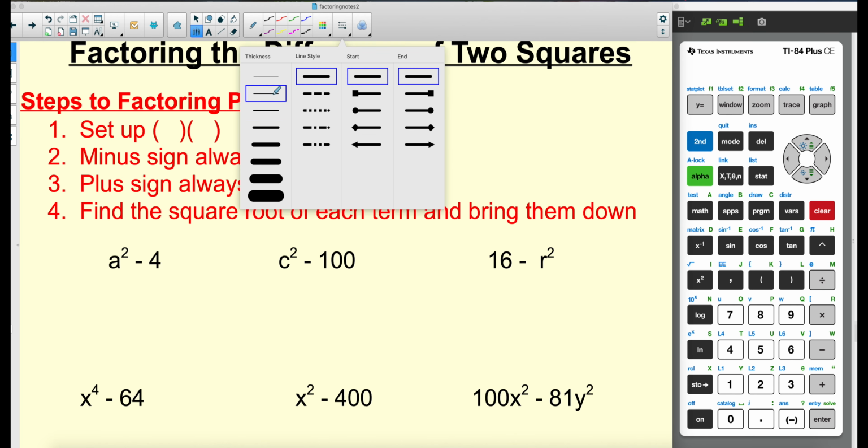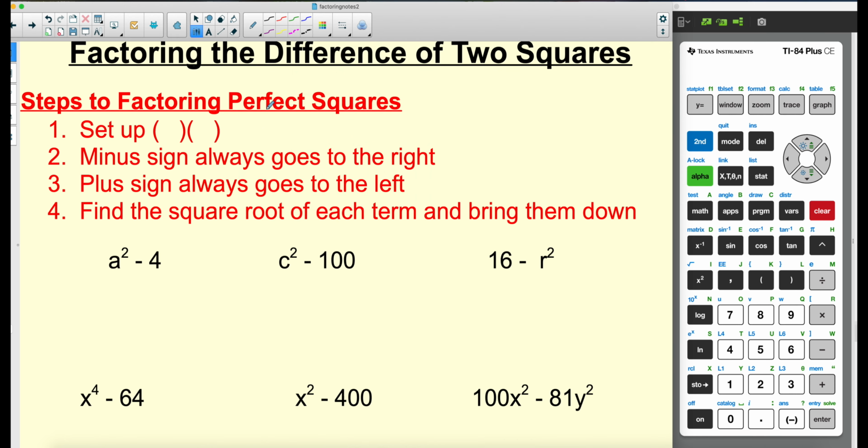So you have a squared minus 4. The first step says set up two sets of parentheses. So I'm literally going to draw two sets of parentheses. Then it says minus sign always goes to the right parenthesis. So you put your minus sign into the right parenthesis. Always. That's never going to change when you're factoring perfect square binomials. Plus sign always goes to the left parenthesis, or the first. No problem. It's always going to be plus minus when you factor these.